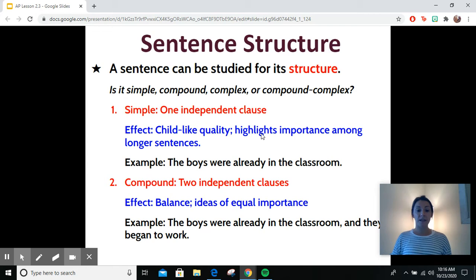Number two, a compound sentence, has two independent clauses. The effect of this is a balanced sentence when you read it out loud. There are ideas of equal importance. The boys were already in the classroom and they began to work.